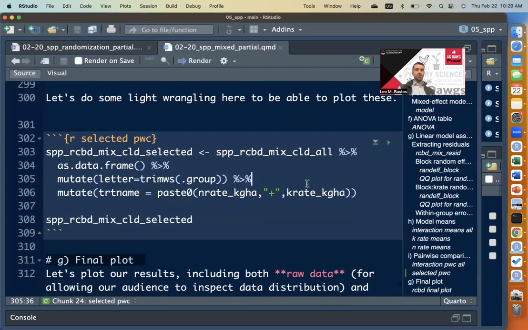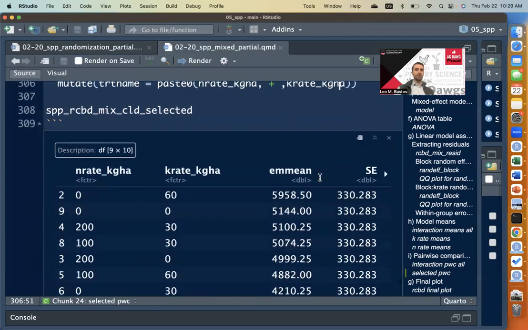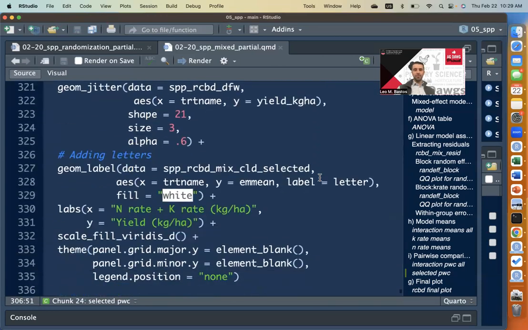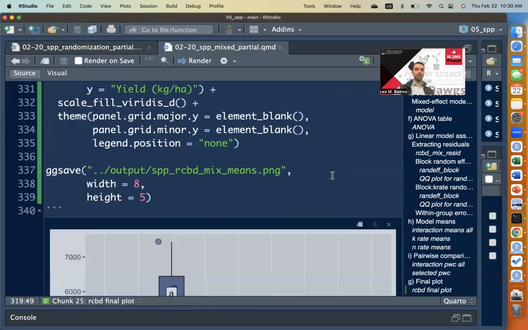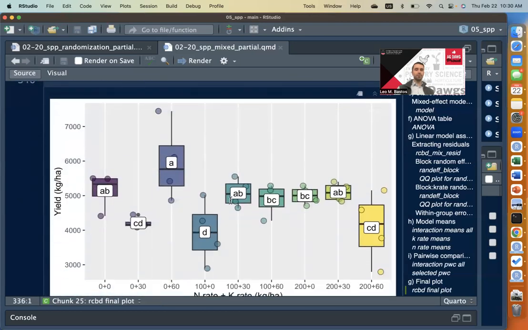I left you the code for doing the wrangling on this so we can plot it. You can just go ahead and run that as well. And I left you the code already for the plot. So if you run here, it should already create a plot and export that.